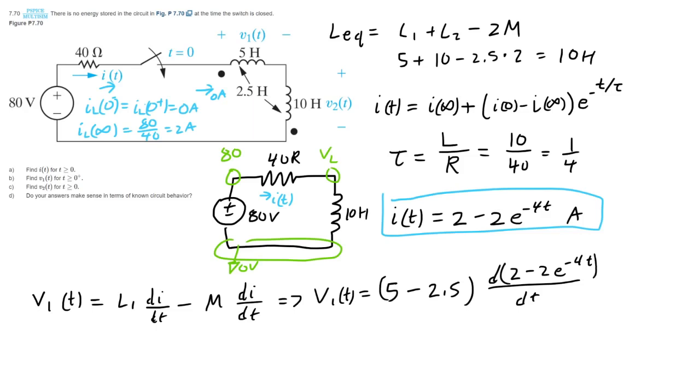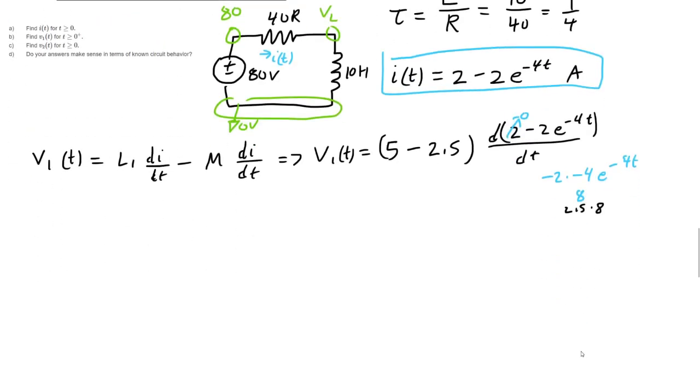So we're going to take the derivative of all this. That's going to become 0. Get rid of this, so minus 2 times minus 4 e to the minus 4t, so that's going to be 8. Okay, so I end up with 2.5 times 8, which is 20. Yeah, it's 20. So V1(t) is going to end up being 20 e to the minus 4t volts.